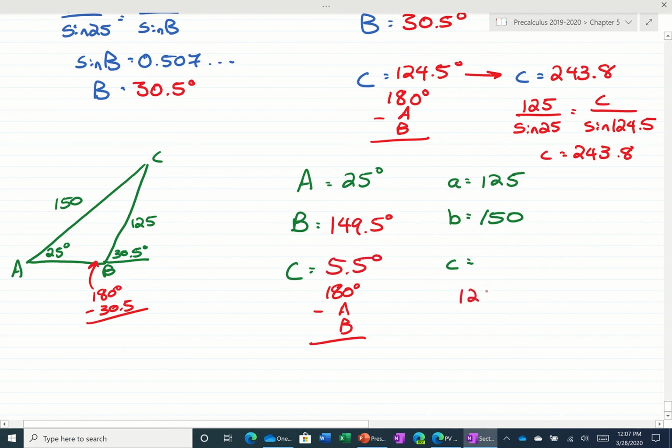And then if we do law of sines, 125 over the sine of 25, that's equal to side C over the sine of 5.5. We get side C is 28.3. Smallest angle, smallest side, largest angle, largest side.